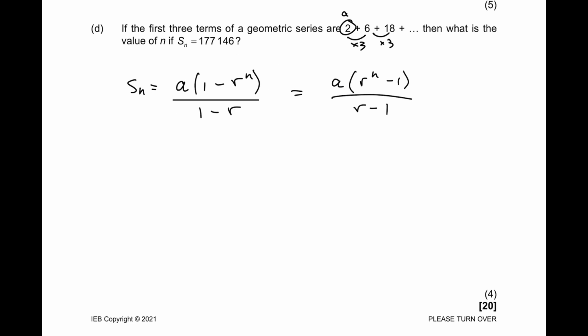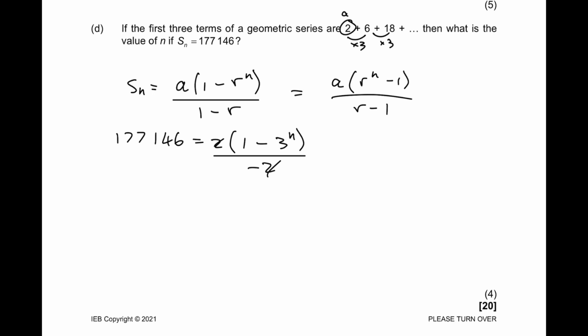Now, I'm trying to solve for n, and I know this, so I'm going to substitute that in. I have 177,146 is equal to a, which is 2, into 1 minus, and now my r is my common ratio, which is 3 to the power of n, and this is all over 1 minus r, and r here is equal to 3, once again. Okay, so 1 minus 3 is equal to negative 2. But now I have a 2 in the numerator and denominator, so I can cancel them out.